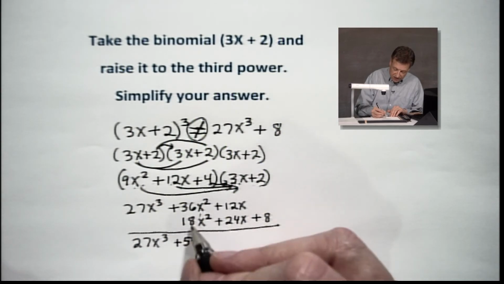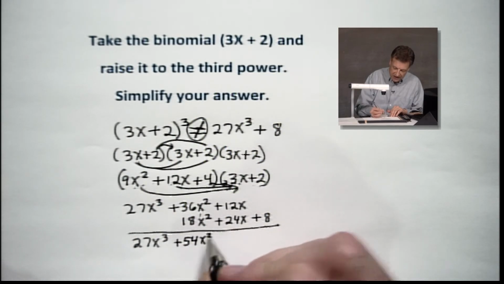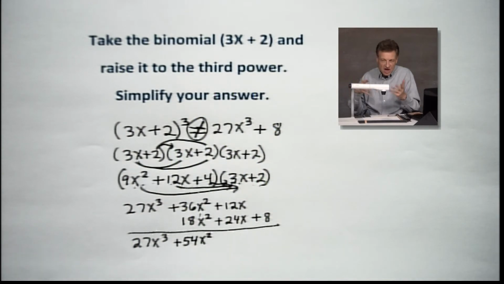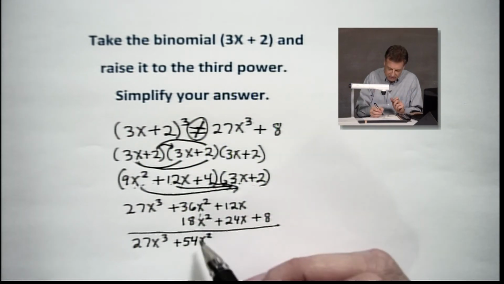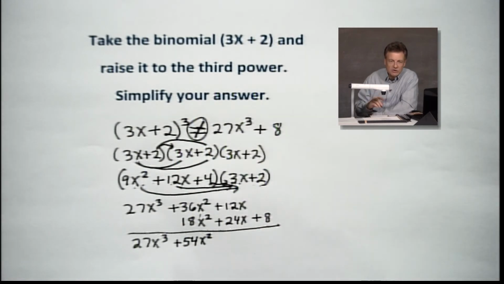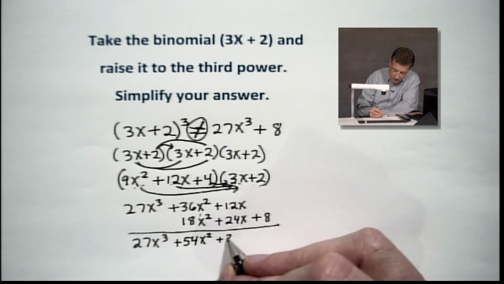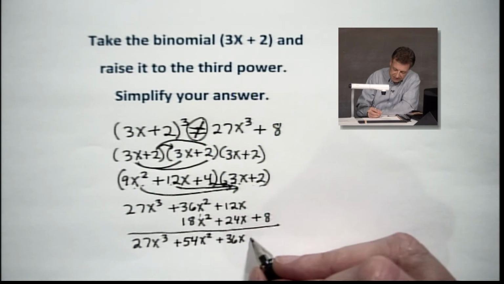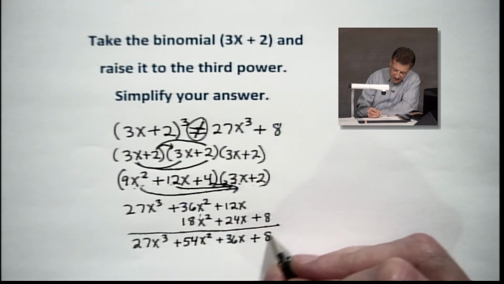So we're going to add the 36 and the 18. That gives us 54. Bring the x squared down for the ride because you're just talking about like apples or oranges. They just come down. They don't change. And these are also like terms. 12 and 24, you can add them up. They're going to give us 36x. And last but not least, we have 8.